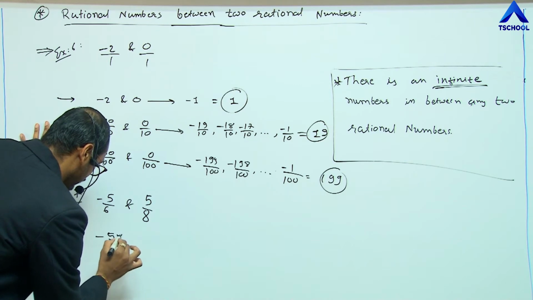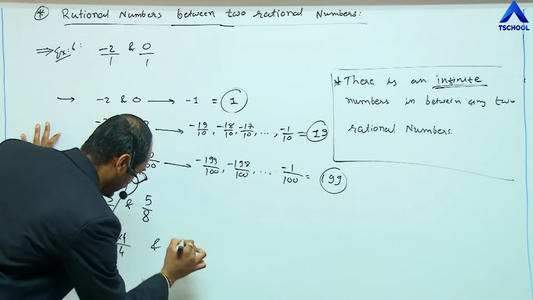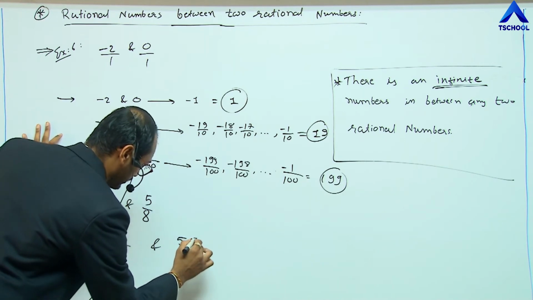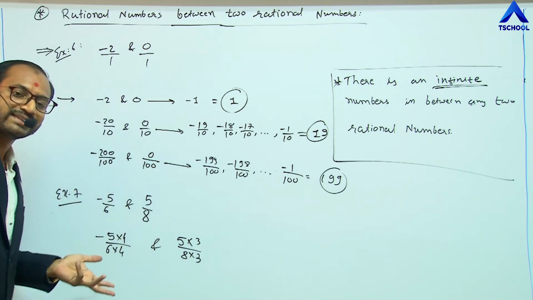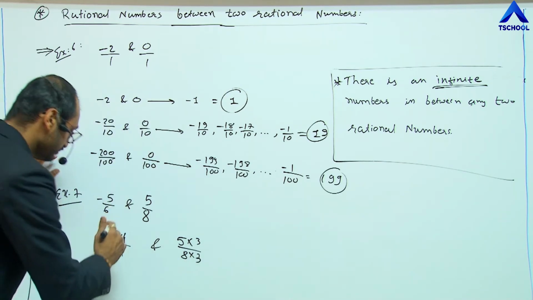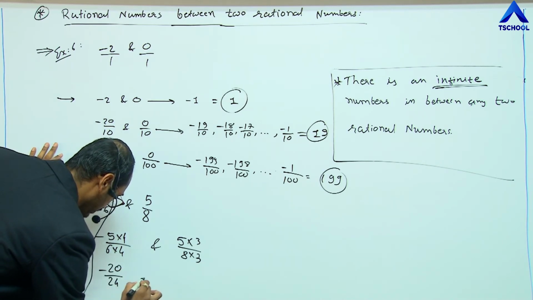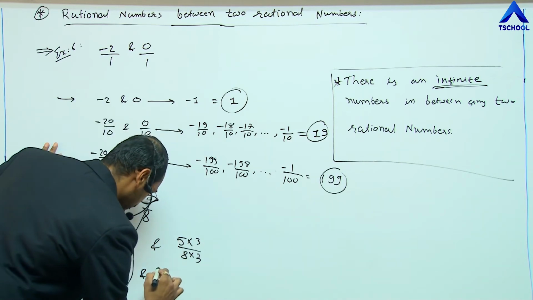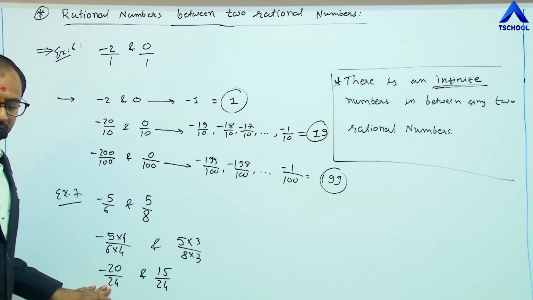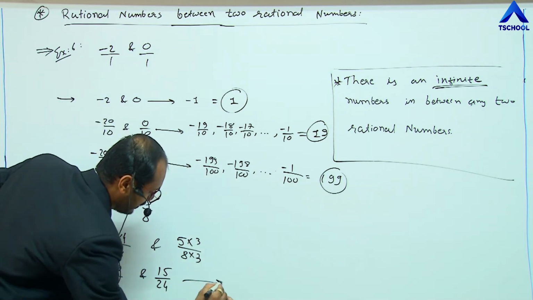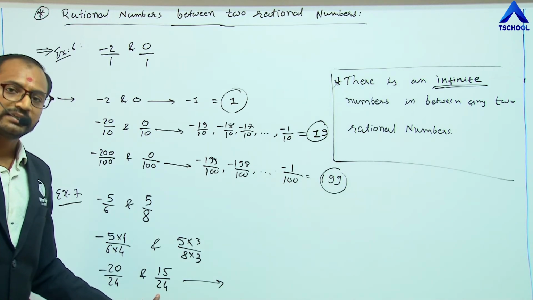So multiply -5/6 by 4 and 5/8 by 3. Now see, the denominator is the same. So we get -20/24 and 15/24. Now write the rational numbers in between these two rational numbers.